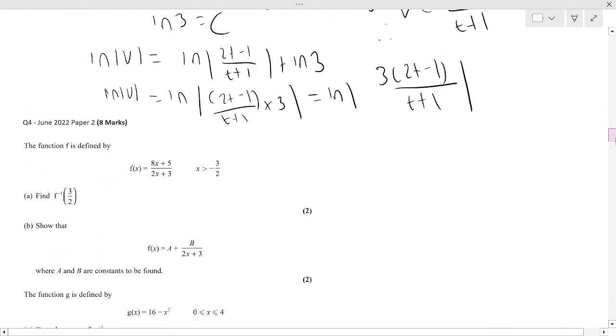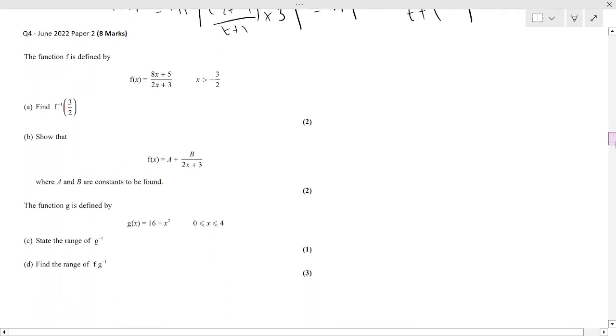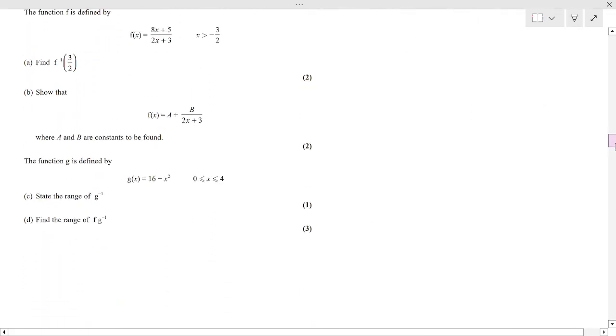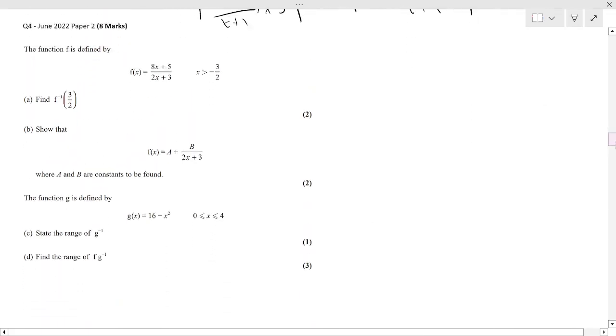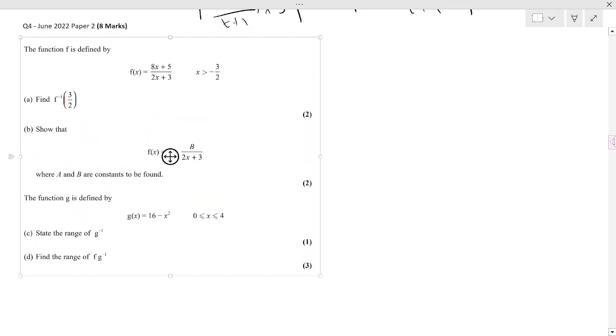Okay, we have question 4 now, again from paper 2, 2022. We are given a function f, which is defined as this. We need to find f inverse of 3 over 2. Again, there are two ways of going about this.